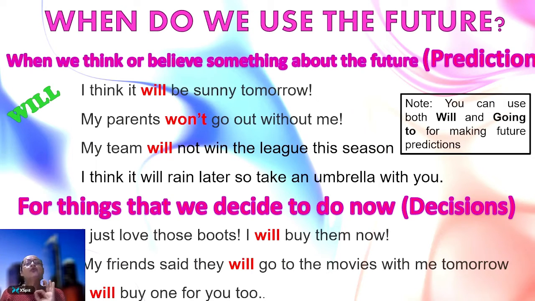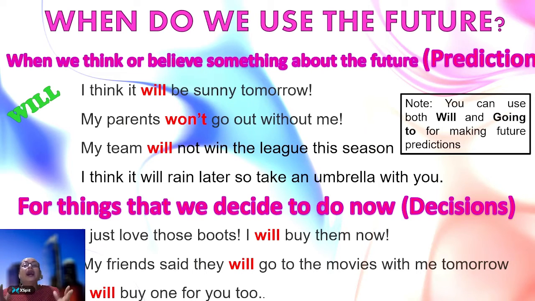Okay, so when do we use the future? We use the future with will when we think or believe something about the future. For example, I think it will be sunny tomorrow. Maybe it will or maybe it will not, but I'm making a prediction. My parents won't go out with me. I'm making a prediction about that too. Maybe my parents are going to go out with me or maybe not. My team will not win the league this season. That's something that I'm predicting. Maybe my team will be able to win the league, but I'm telling you that it will not.